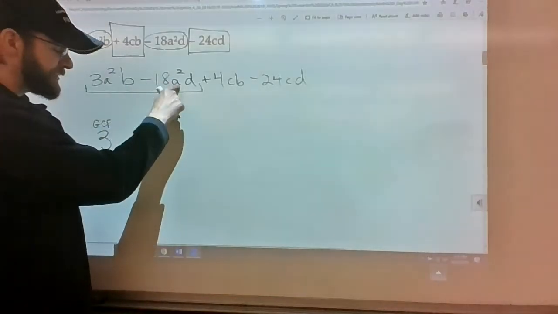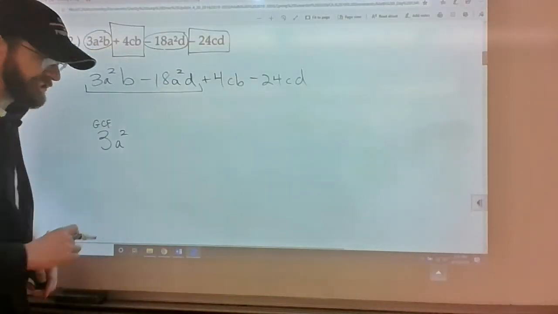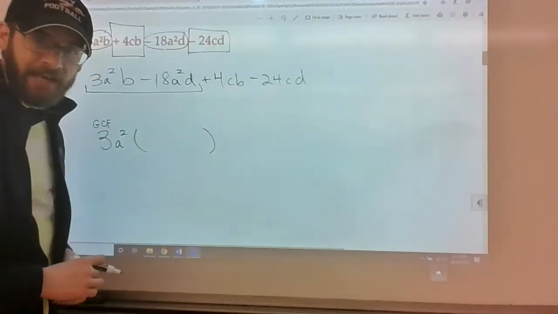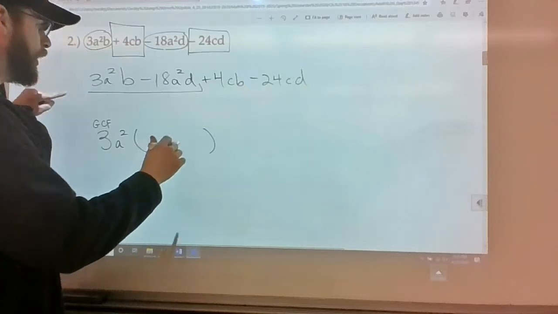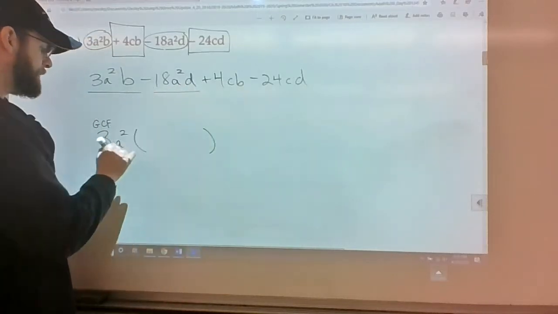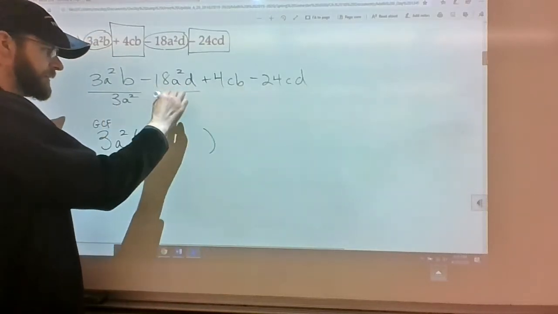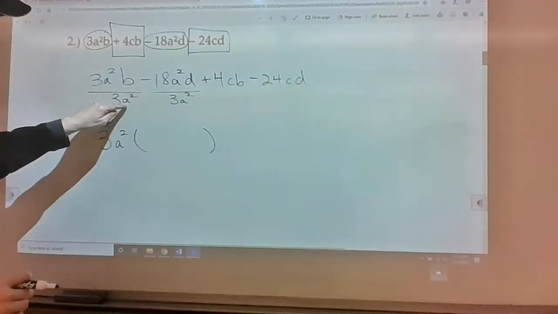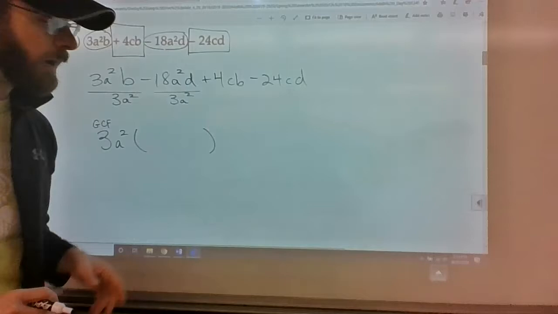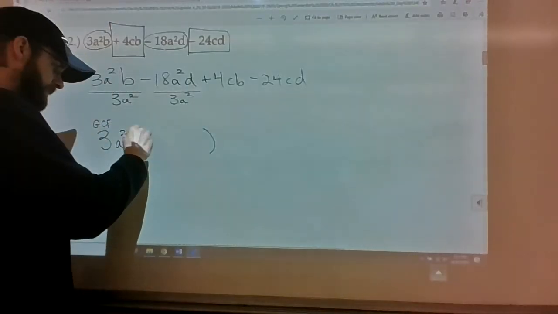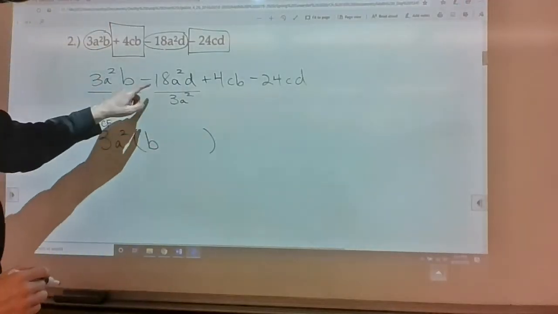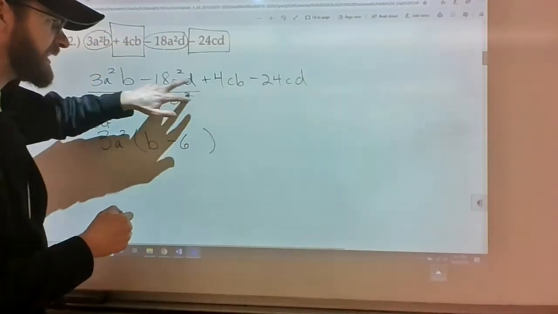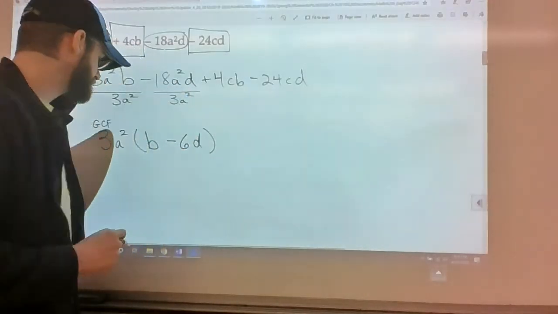A squared, that's going to be attached to my GCF. And now my leftovers are dividing both terms by 3a squared. So 3a squared divided by 3a squared cancels out, but we're still left with a b. Like I said, negative 18 divided by 3 is minus 6. A squareds cancel with a d left over.